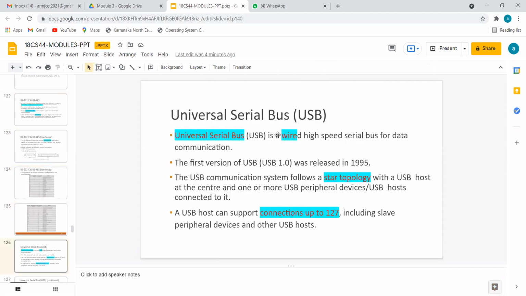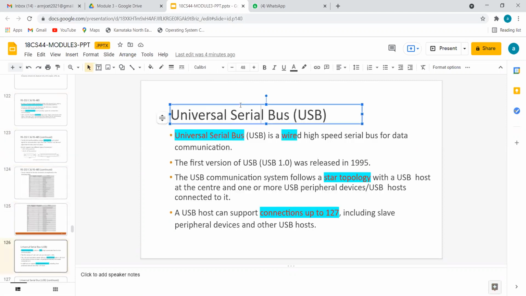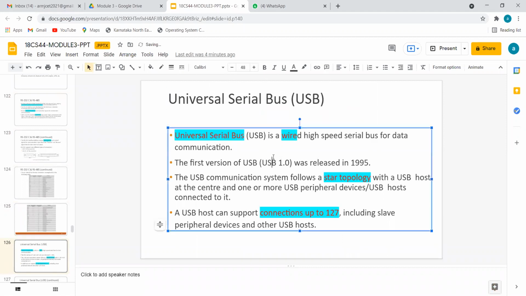Next we'll go for USB. I hope you are all very familiar with USB nowadays. The full form is Universal Serial Bus. As the word indicates, it's serial. Serial means it will definitely be slow, but still we are getting high-speed USBs nowadays because of evolution in USB technology, we are getting a good speed in USB transmission also. Next comes what? It's wired.